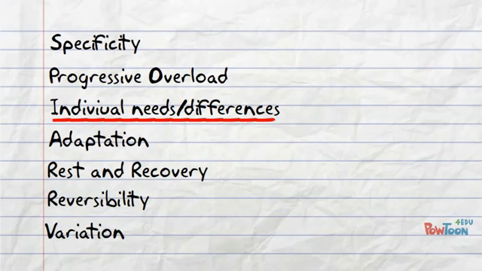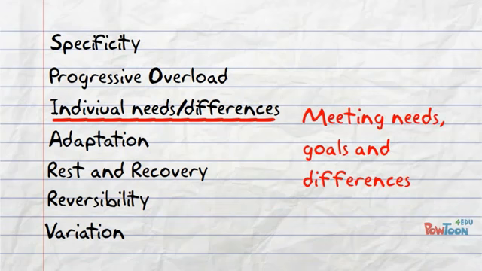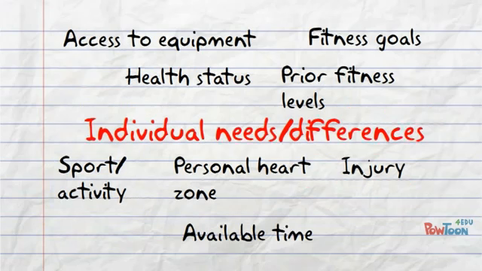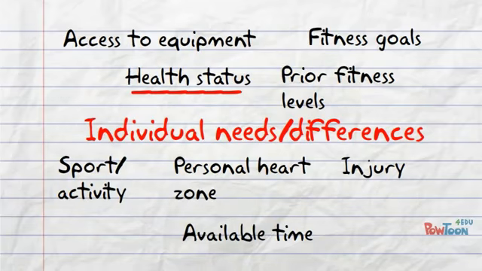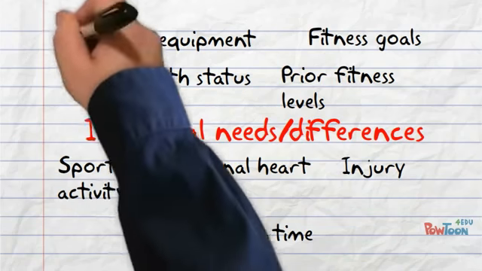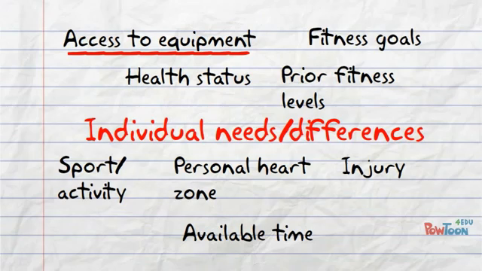Individual differences or needs. Designing training program to meet individual training needs or goals, as well as take into account individual differences. There are a number of different individual needs and differences that need to be considered. An athlete with a known heart condition, for example, would need to check with their doctor before planning training activities. Or if an athlete lives in a rural area and does not have access to a gym, then their activities would be limited.